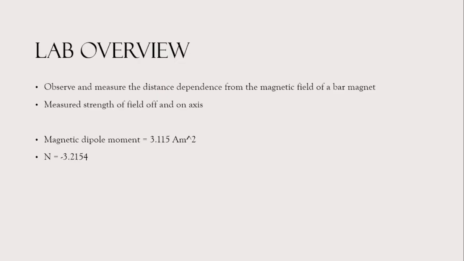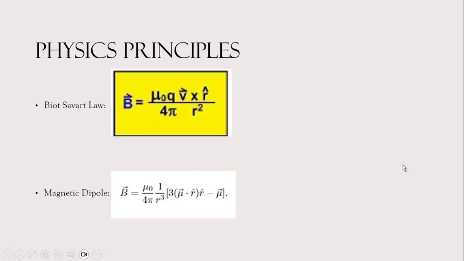We measured that the magnetic dipole moment was 3.115, and we found n to be negative 3.2154. So the key physics principles used were, one, the Biot-Savart law, which gives the relationship between the magnetic field and the velocity of a charged particle, and then we have the magnetic dipole magnetic field equation, which gives us the magnetic field due to a dipole at a certain location.